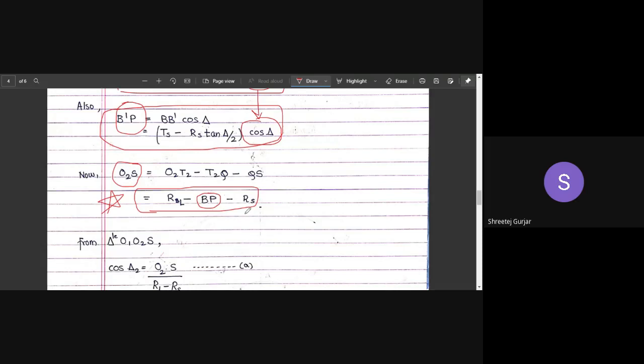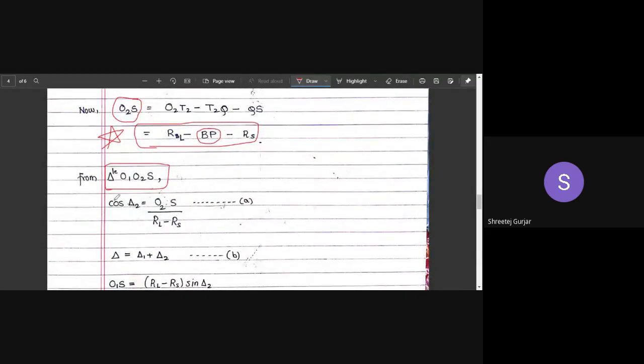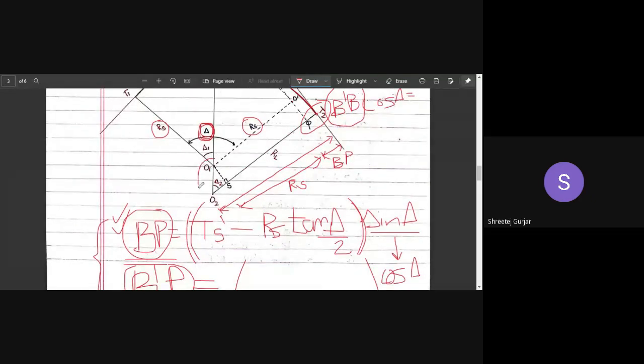Next, what you have to calculate, we have to look into this smaller triangle, right? Bottom smaller triangle, and we are left with two more steps. So what is that? Cos delta 2. Let me show you this particular triangle. In this triangle you have to write down cos delta 2.